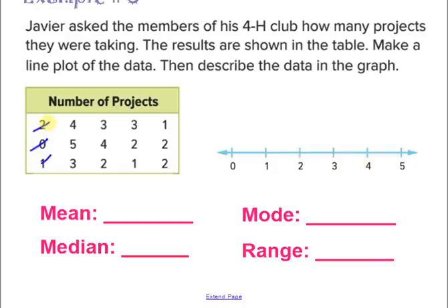So I have 2, 0, 1. Four, 5, 3. 3, 4, 2. 3, 2, 1. 1, 2, 2.